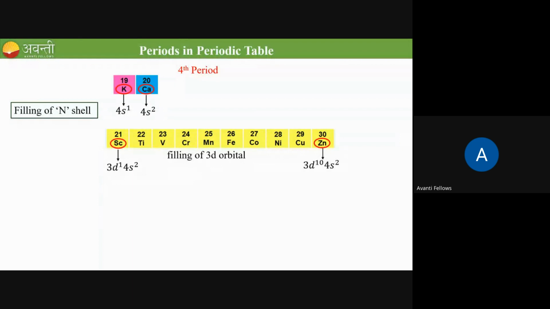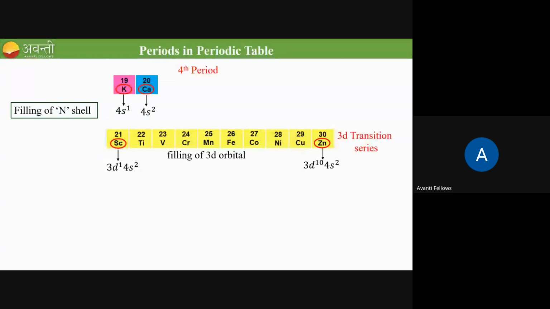From scandium till zinc, we have 10 elements, right? Scandium is 3d1, titanium will be 3d2, 4s2, and for vanadium, it is 3d3. For chromium, 3d4, then 5, 6, 7, 8, and 9 and 10. Got it? This is how the electrons are getting filled in the 3d orbitals for the fourth period elements from scandium till zinc. And these 10 elements are called the 3d transition series.